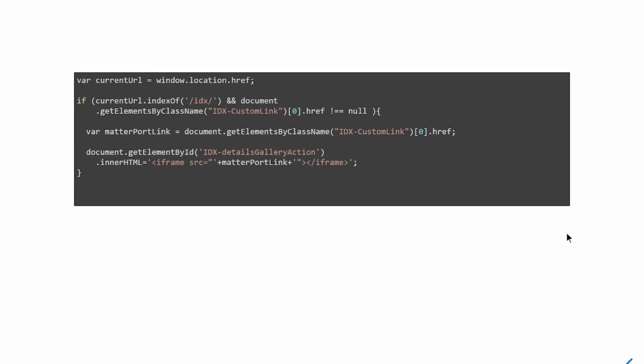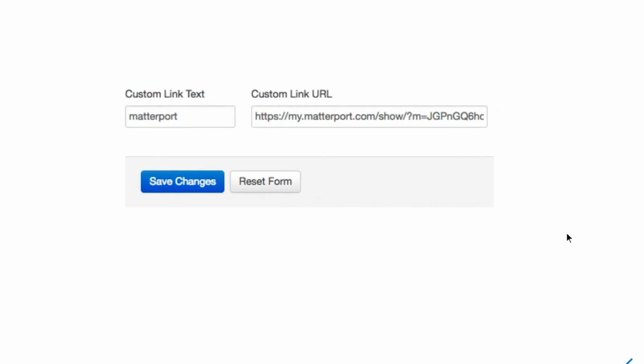And the reason I use the custom link, which is just this input here, is because now that my script rests in my wrapper, to add more Matterport links as properties come and go, I only need to add a link to the custom URL link, and that's it. And my script will then pick that up and write in the iframe if applicable.